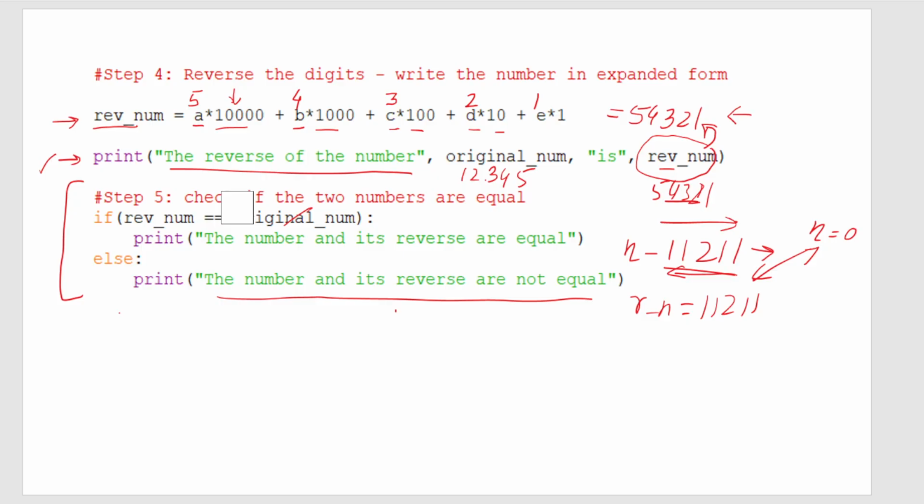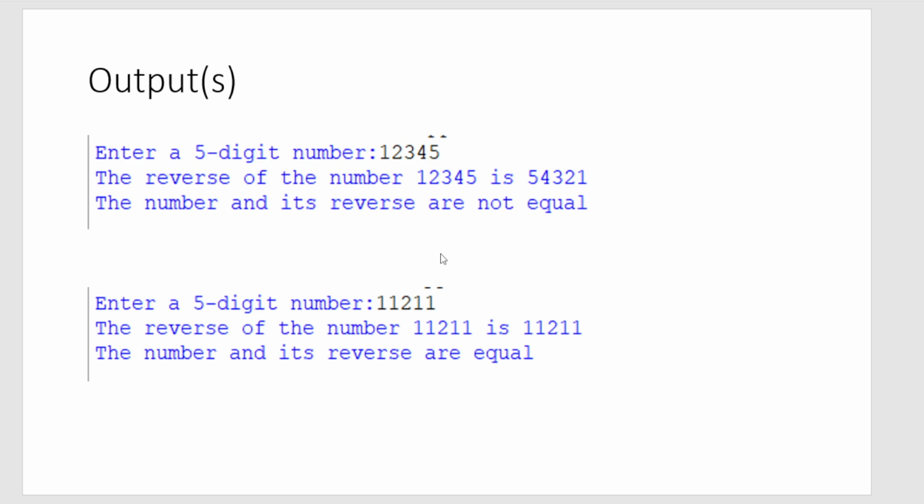That's why we use this statement of original number. So now in this case, we match the reverse number with the original number. If the number is something like 11211, it will always print that the reverse number is equal to the original number, else in all the other cases the number and its reverse are not equal. So we will see two examples. Suppose the number was 12345. Because the reverse number will be 54321, they will not be equal. And if the number is 11211, the reverse is also 11211, so both numbers are equal, and it prints that both numbers are equal.